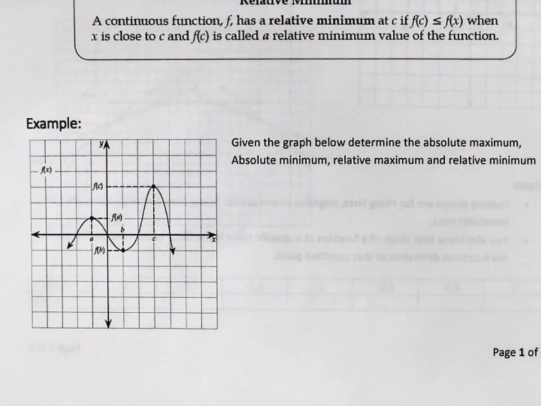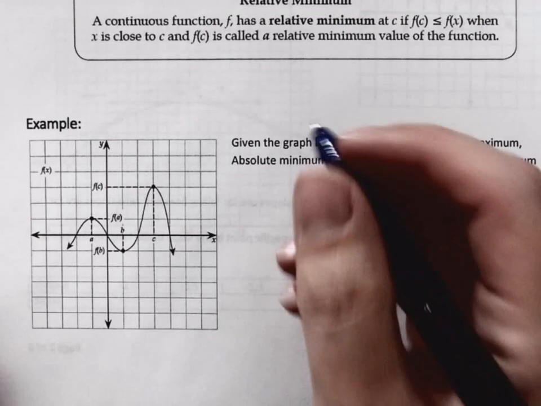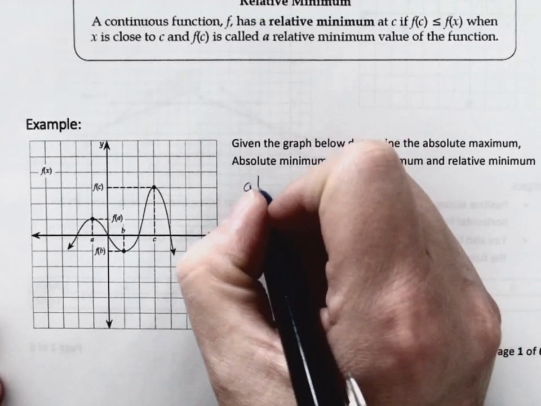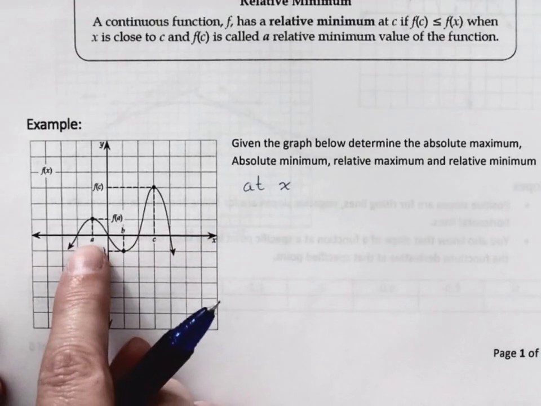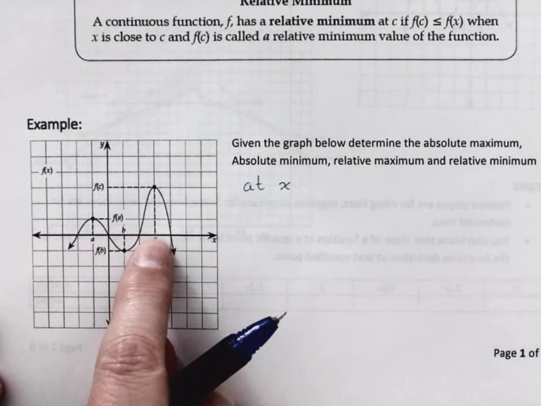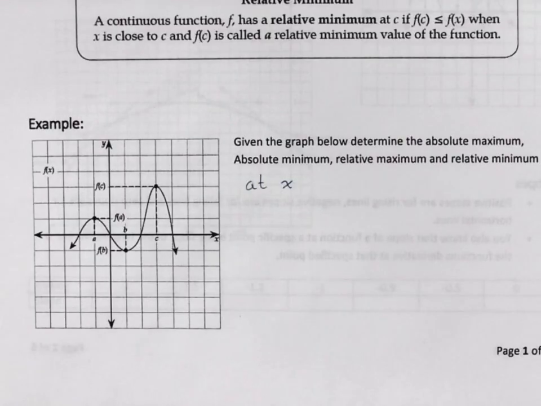Okay, so if we look at this graph, just looking at the graph, we're going to determine the absolute maximum, absolute minimum, relative maximum, and relative minimum. And notice my increments are different. They don't tell me what my increments are. They've labeled the x values A, B, and C, and we're just looking at those points right there.